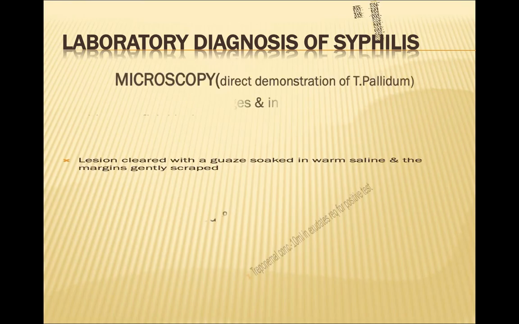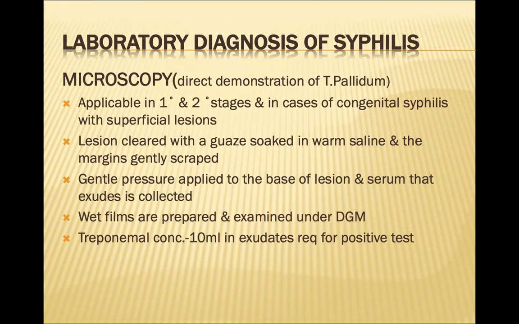So coming to the laboratory diagnosis of syphilis, the first and foremost thing which we can do is the microscopic examination. Dark ground microscopy has low sensitivity. You require a concentration of 10 raised to 4 per ml of organisms in the exudate for it to be around 80% sensitive, and you require multiple samples to be examined.